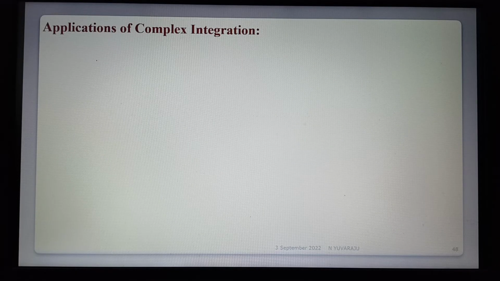Hi students. Okay, today in the lecture we are discussing the topic of applications of complex integration. So we are using complex integration to find definite integrals involving cos and sin theta functions.